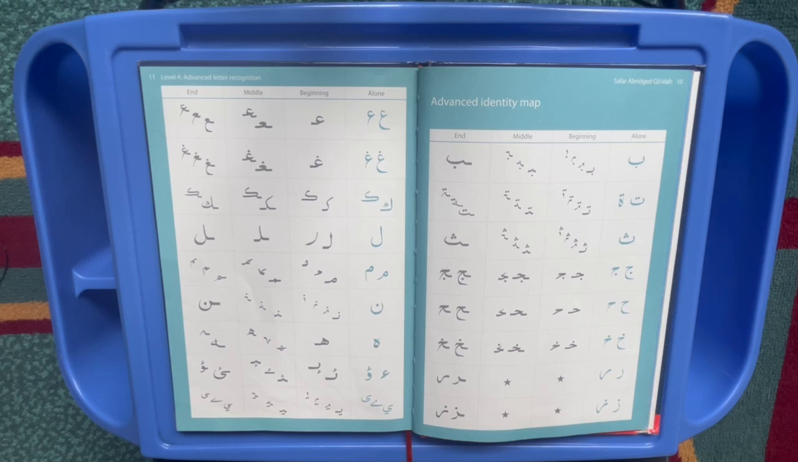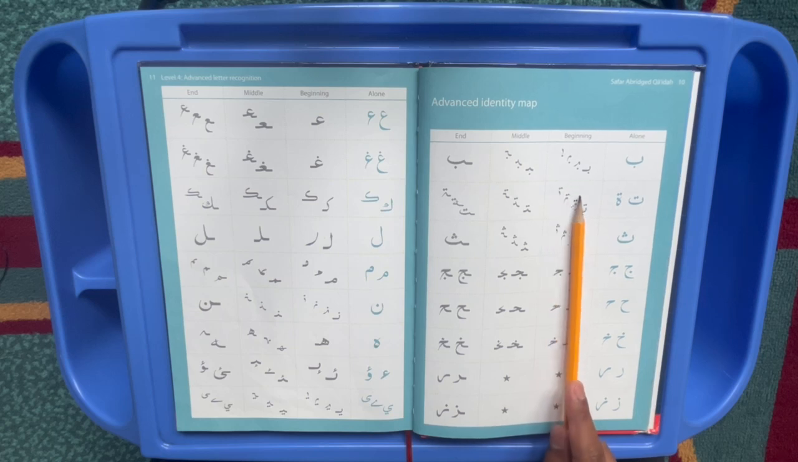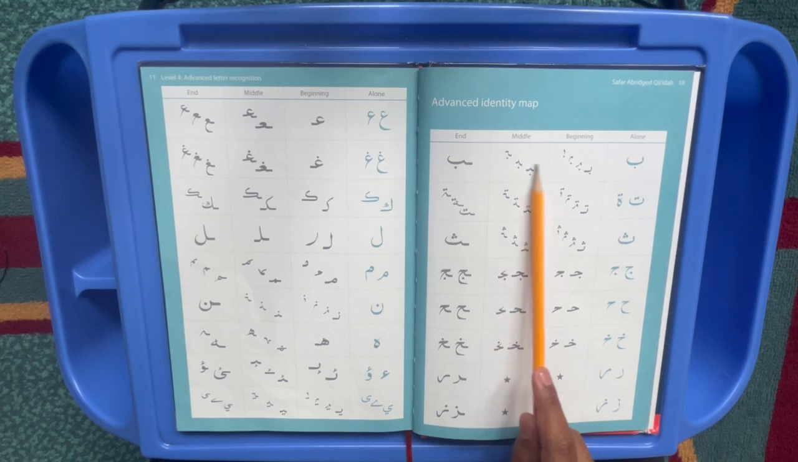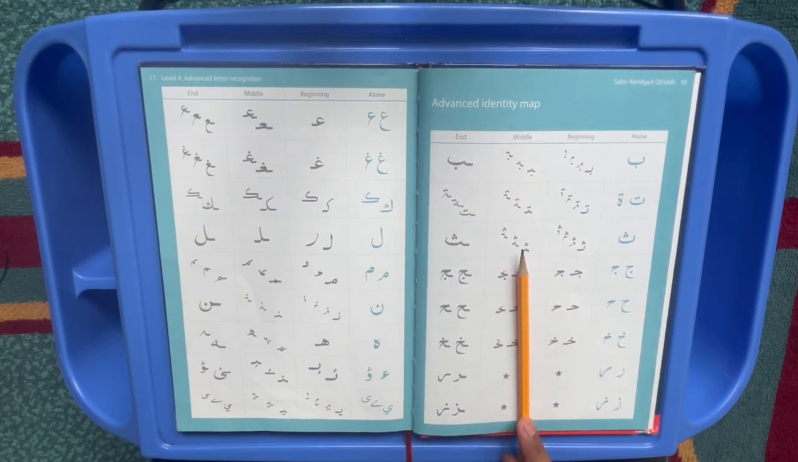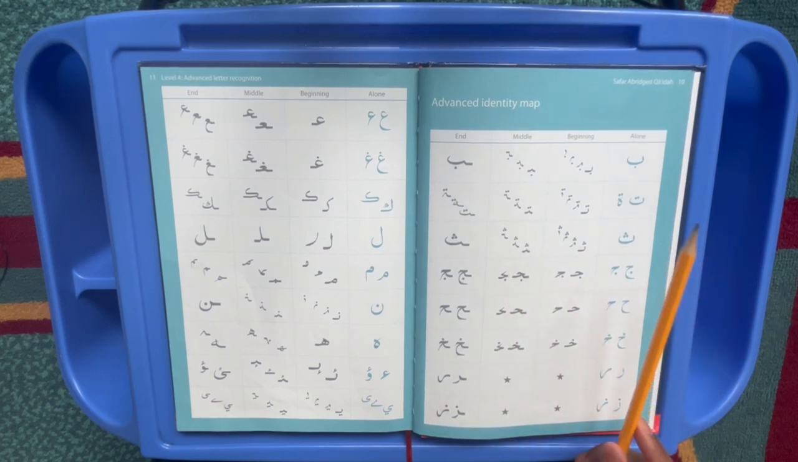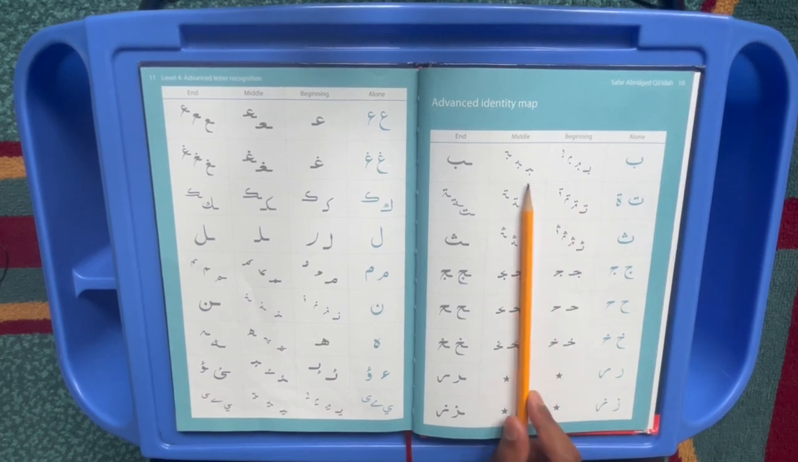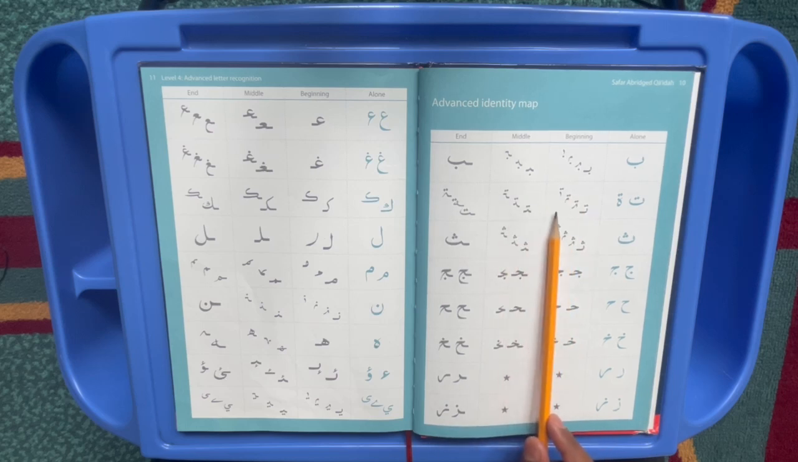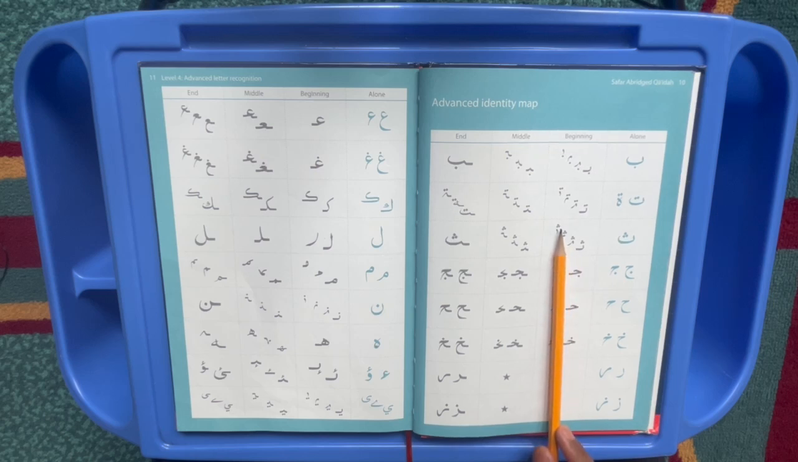So for example, we have the letters ba, ta and tha. Here it shows all of the different shapes that they can be written in. So ba, ta and tha, they will all have the same shape at the beginning, same in the middle, and the way that we can differentiate and identify the letters is very simple. All of the letters which have this shape and will have one dot at the bottom will always be the letter ba. If they have this shape and they have two dots at the top, they will be the letter ta. And for the letter tha, same thing, all the shapes and three dots at the top.